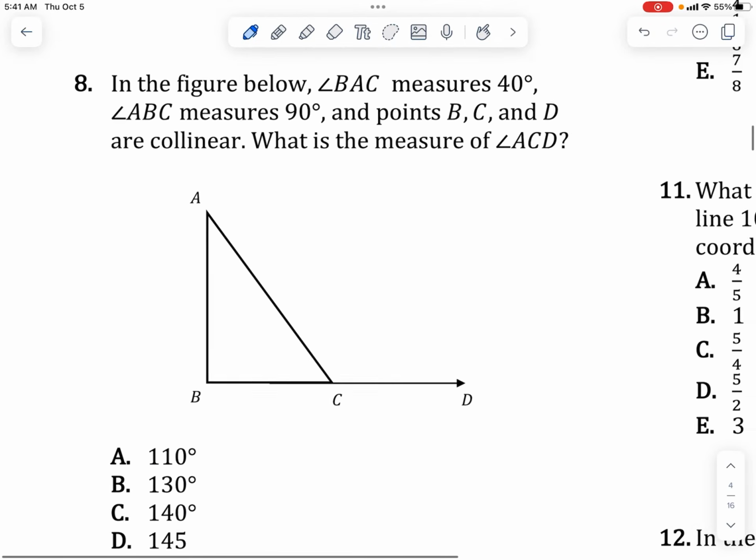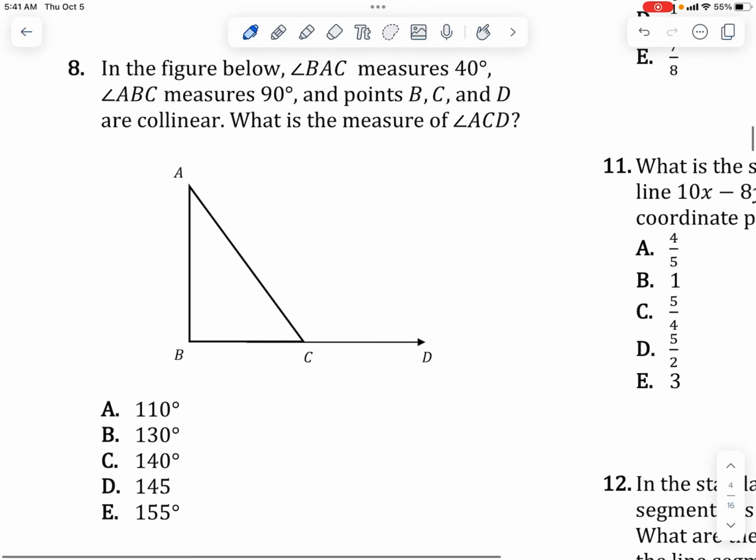In the figure below, BAC measures 40, ABC measures 90, and points B, C, and D are collinear. What is the measure of ACD? Okay, so let's just label everything we know. So this is 90 degrees. BAC is 40 degrees. So I can find this angle right here just doing 180 minus 40 minus 90, right? Because angles A, B, and C all have to add up to 180, right? So A plus B plus C is equal to 180.